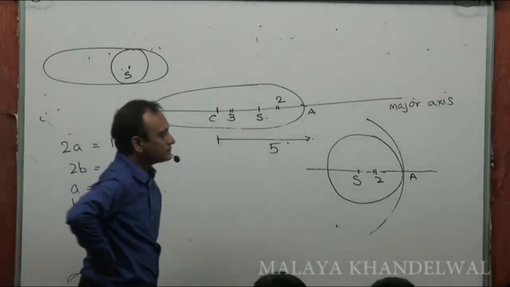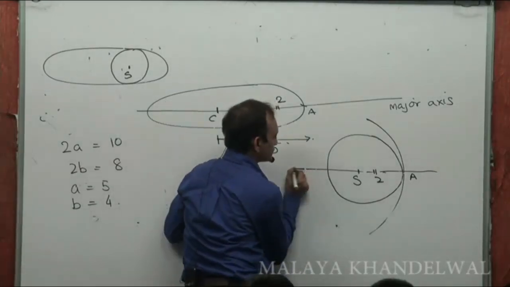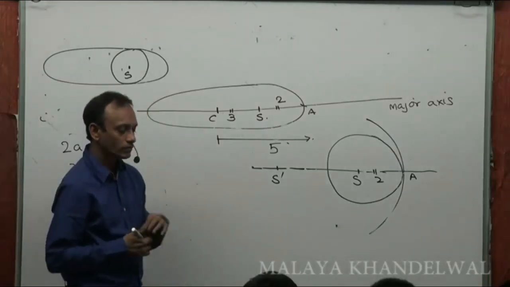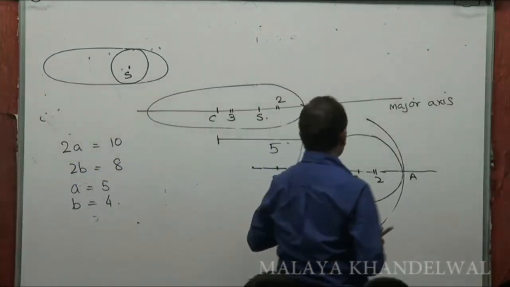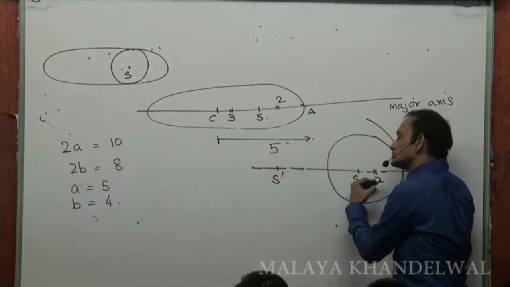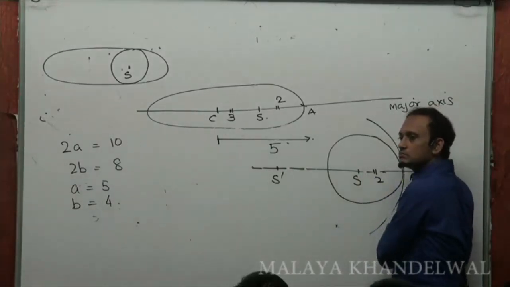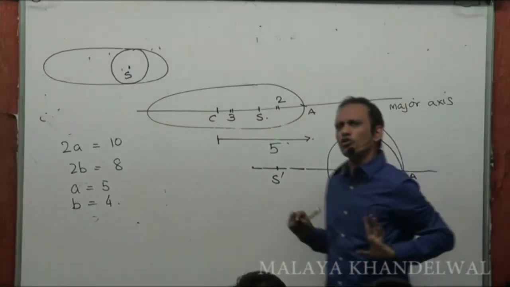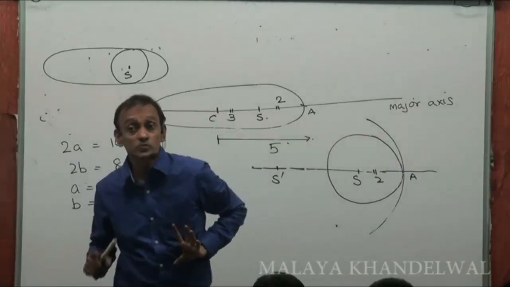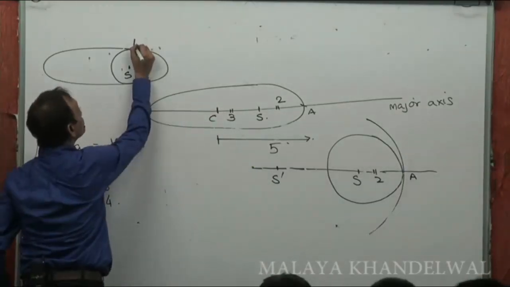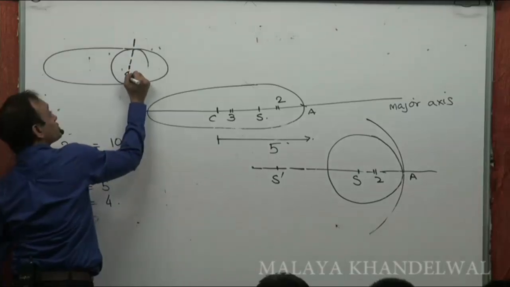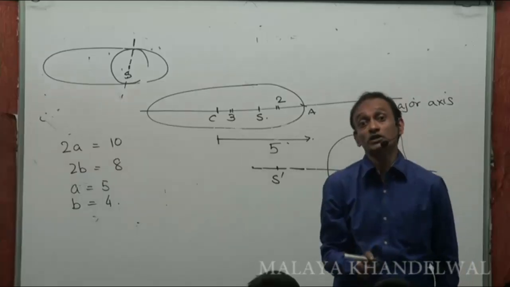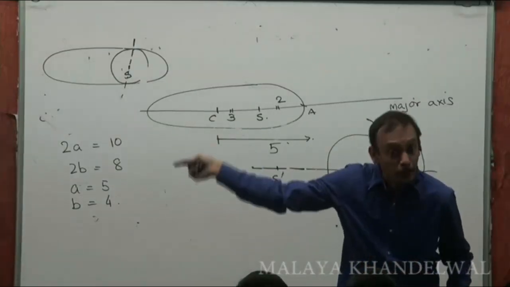One thing, and think about it, S prime. If the circle and the ellipse touch each other, they have a common normal, right? And that common normal must pass through the focus. If this was the common normal, for example, it has to pass through the focus, because if it is normal to the circle, for sure it has to pass through the center. And since the two are touching each other, it must also be a normal to the ellipse.